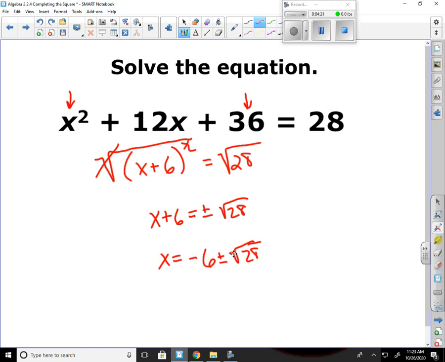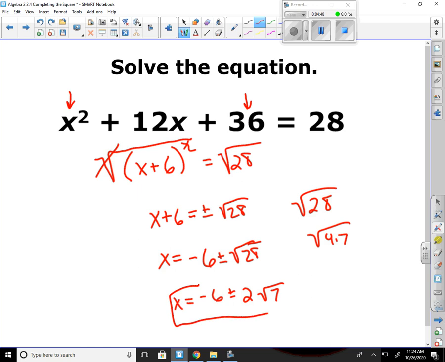Now what multiplies to give me 28? That would be 4 and 7. So when I break that square root of 28 down, that's 4 times 7. There's a perfect square, or a square root of 4 is 2. So the 2 comes out in front. There is no square root of 7, so it stays inside. My final answer is negative 6 plus or minus 2 root 7.